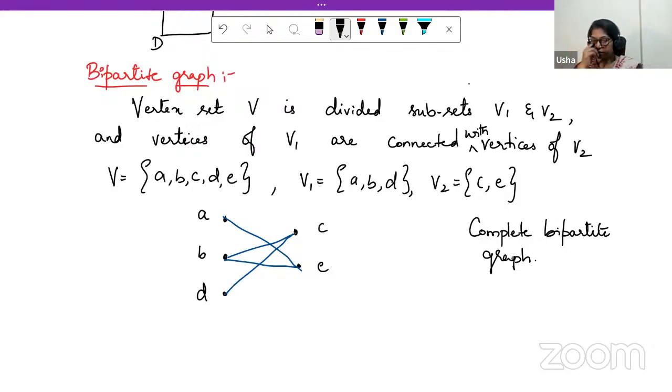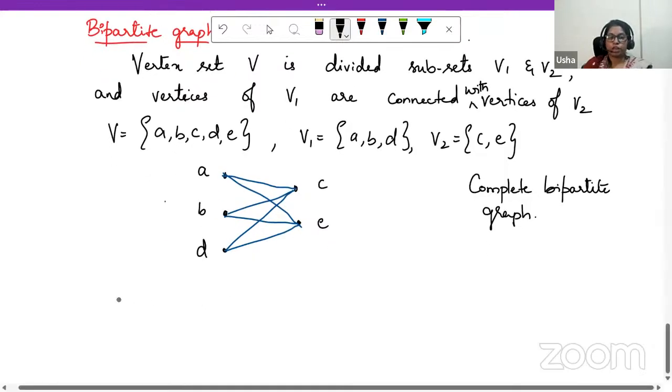Here see, A is connected with E. A is not connected with C. So connect that also. B is connected with both C and E. D is connected only with C, connect with E also. So now this is a complete bipartite graph. Each and every vertex from the first set is connected with all the vertices of the second set. Among A, B, D, there should not be edges. And between C and E, there should not be edges. This is one set, this is one set. Vertices within a set will not have edges between them. This vertex to this vertex, there will be edges between them.